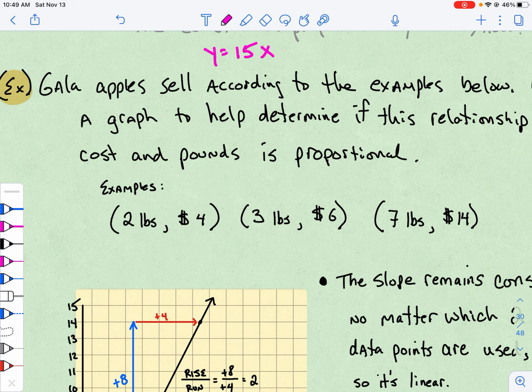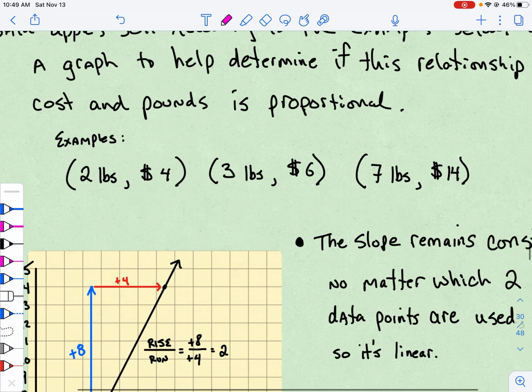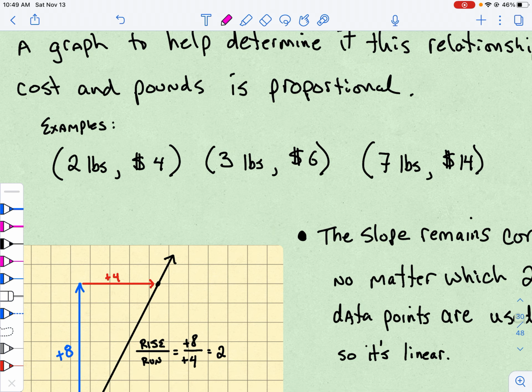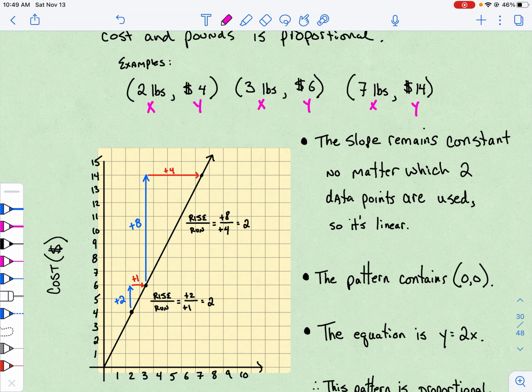Next up. Gala apples sell according to the examples below. In this one, we have what looks like 3 different ordered pairs. You could also have had it as a table. We have an x value and a y value in each one of these. What's interesting is that if we were to graph them like I did here, you'll notice that you could use the rise and run technique from each of the points or any combination of points and still get the slope of 2, which is nice. That means it's proportional because the slope stays the same. It also contains the point (0, 0).